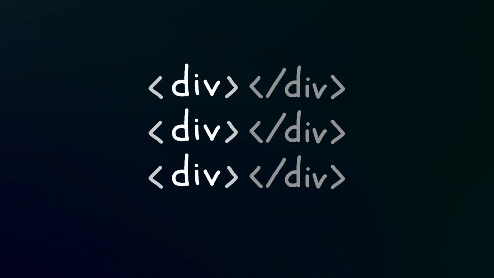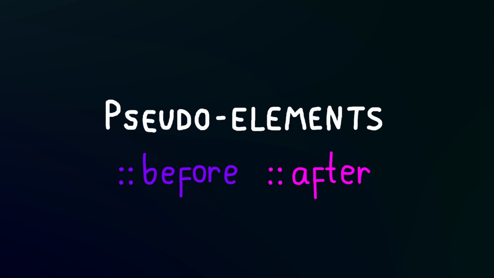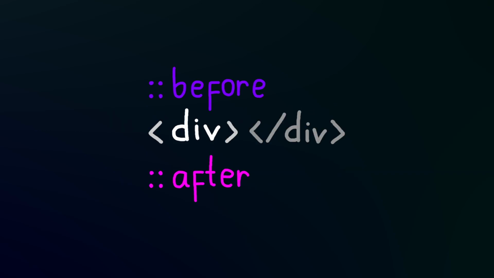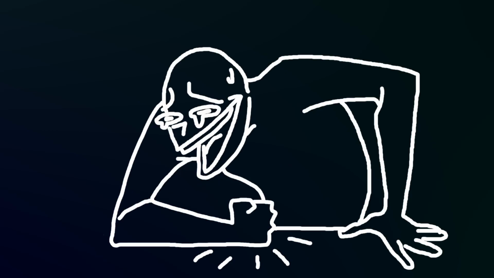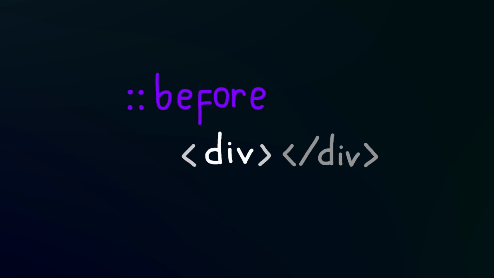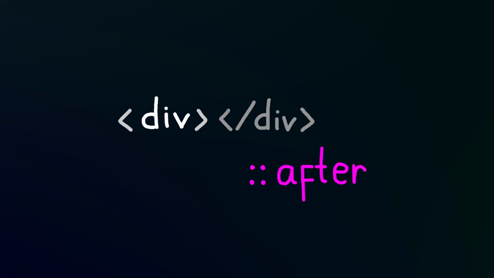Instead of marking down new elements, it can be wise to use pseudo-elements that sort of exist around the element but don't at the same time. Which one should be explained before and which one after? The before element by default exists before the element, and the after element exists after the element.